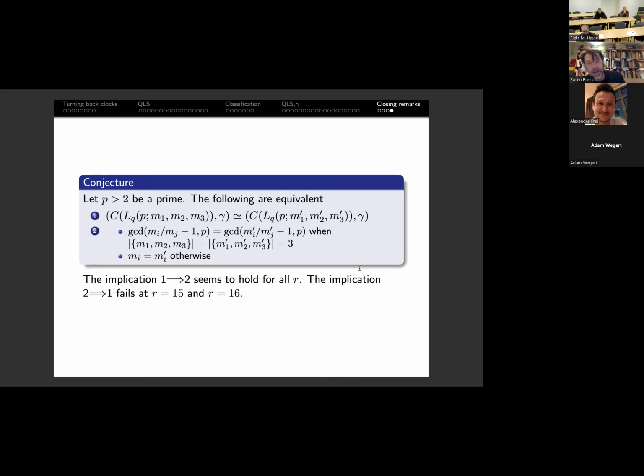2 implies 1. I'm conjecturing it's true for primes. I think it's also true for numbers that are 2 times primes. But I also know it's false at 15 and 16. So there's something more complicated going on. So really, it's a good time for me to stop, right?